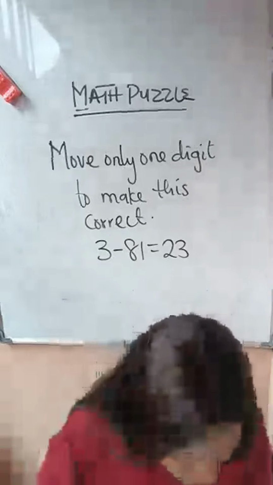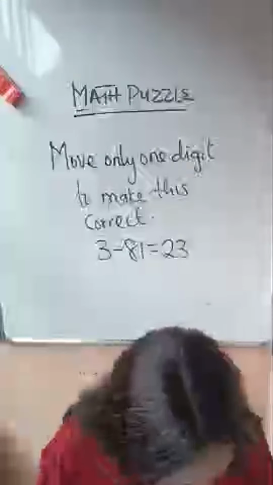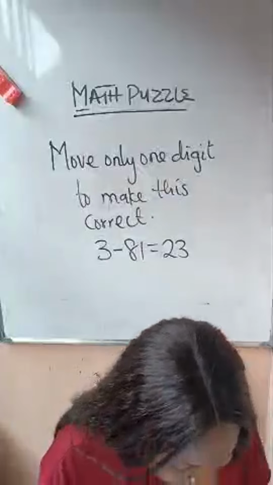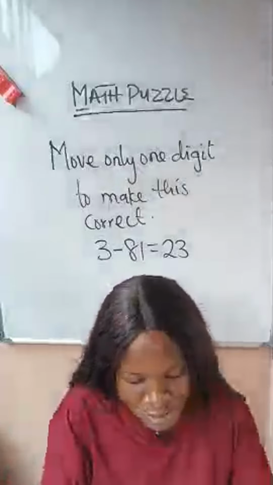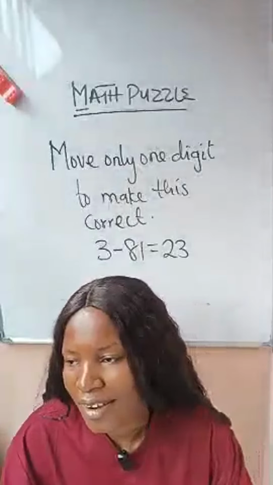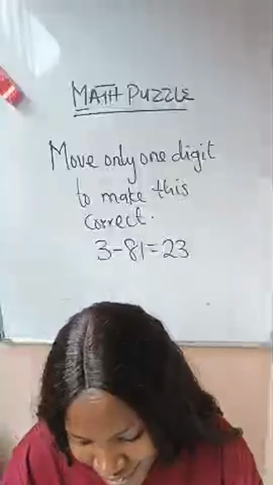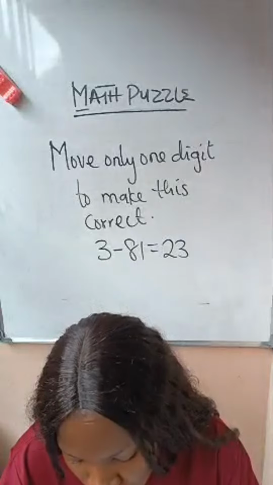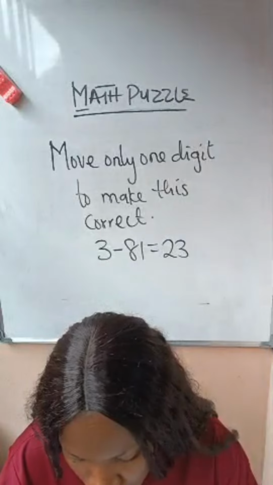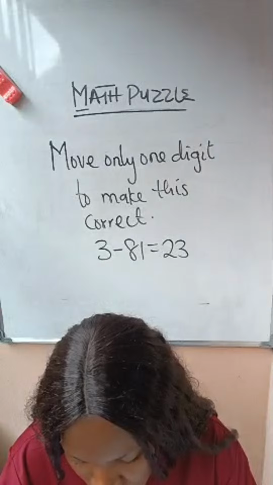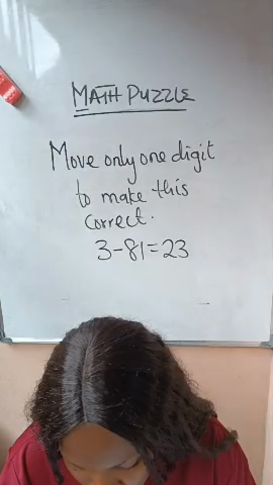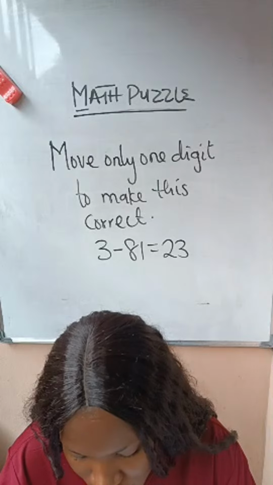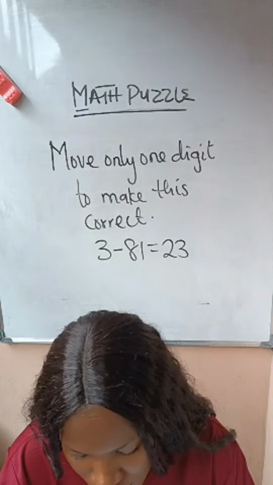David, you are welcome. So Raza says he saw the answer. Okay. Jake is sorry here. You can start building another streak. Move only 1 digit to make this correct.